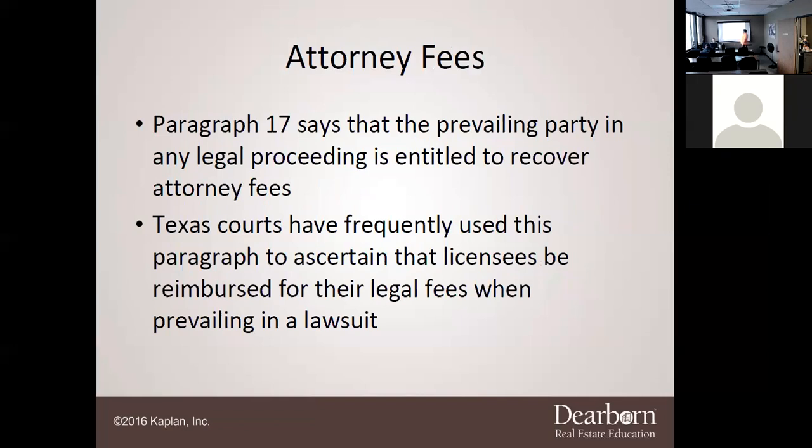Attorney fees. Paragraph 17 says that the prevailing party in any legal process is entitled to recover attorney fees, and that Texas courts have frequently used this paragraph to ascertain that licensees be reimbursed for their legal fees when prevailing in a lawsuit. What this is basically saying is that if you do something that causes the seller to sue you, even if you did not think you did anything wrong, if you go into a lawsuit and you end up winning, your attorney fees will be reimbursed to you. That is all it is saying: many licensees will have their attorney fees reimbursed when they prevail in the lawsuit.